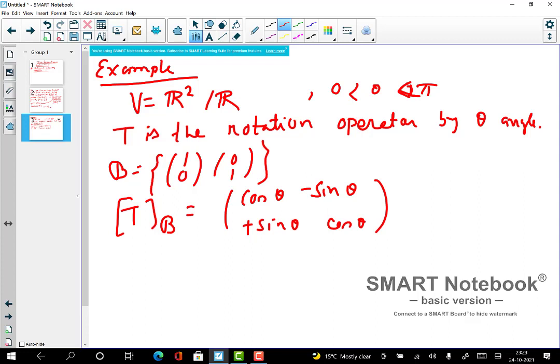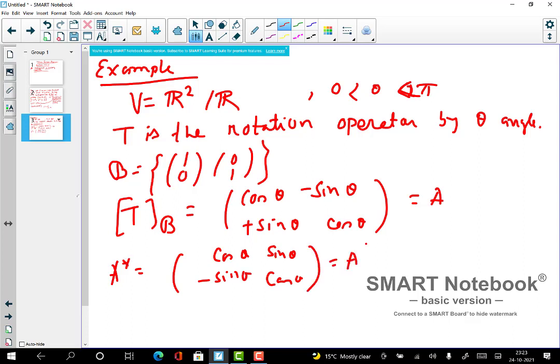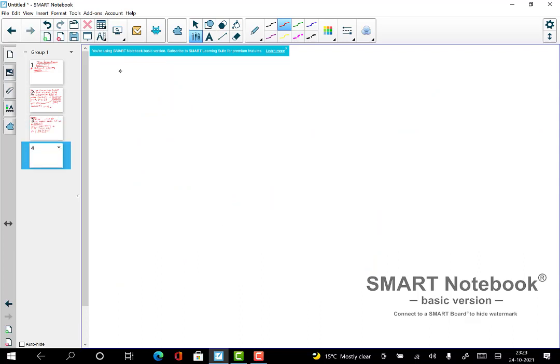Then you can talk about what A star is. A star will be nothing but cosine theta, sine theta, minus sine theta, cosine theta, which is also A transpose, because this is over R. Now you can do this matrix multiplication from either side, and you see that this is actually the identity matrix. So this gives an example of orthogonal operators.